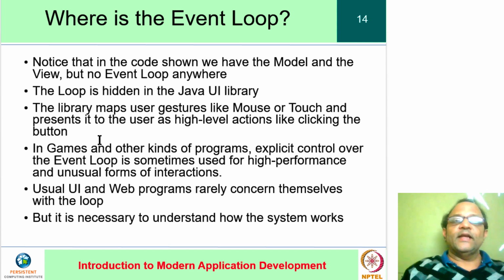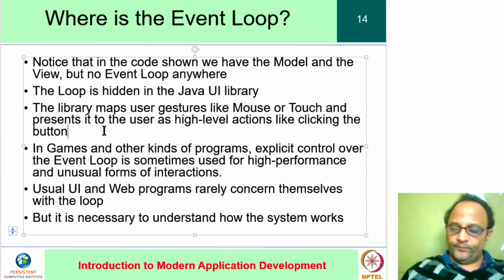Rather, there is a high-level event loop which talks in application-specific events. Now, event loops are usually not of much concern in desktop applications and even in web applications because they are part of the infrastructure. Unless you are writing games or some other special purpose programs, explicit control over the event loop is rarely needed. However, to understand what is triggering the system and what is going on, you need a clear idea of the event loop, which is why we spend so much time on it.